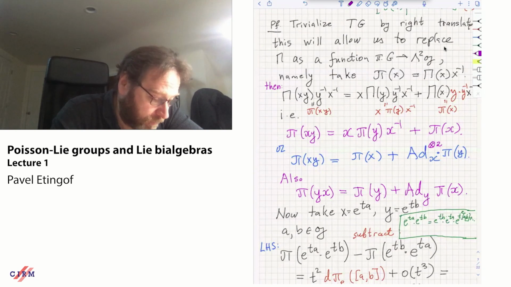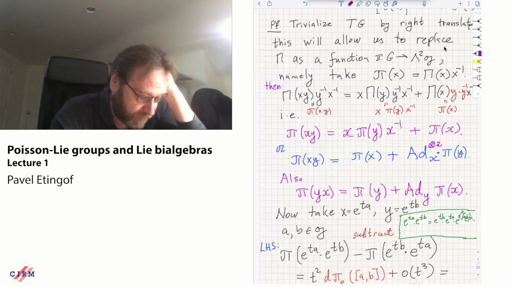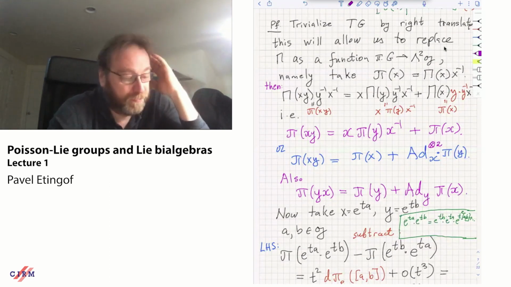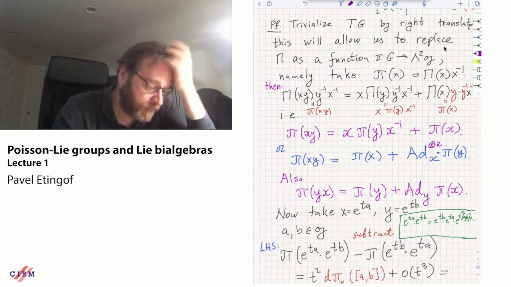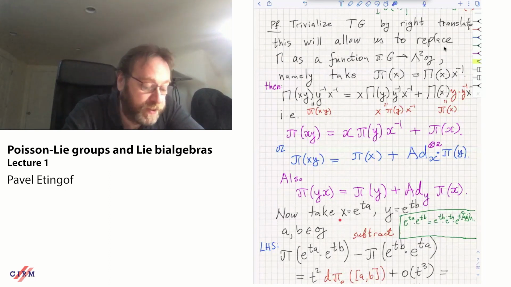Well, I should subtract pi of xy minus pi of yx, because the commutator in the Lie algebra measures the non-commutativity of our group. So I should compute the difference between pi of xy and pi of yx. And I should actually take x to be the exponential of t times a, and y the exponential of t times b, where a and b are in my Lie algebra.